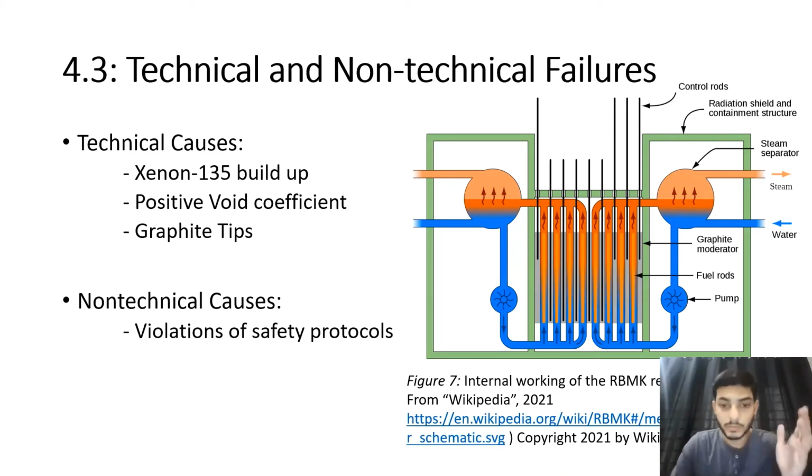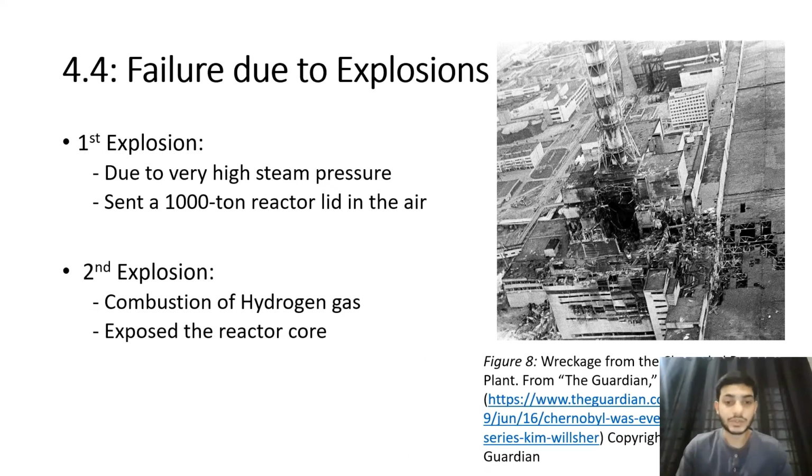And then, boom, the first explosion occurred, sending a 1,000-ton reactor lid in the air due to very high steam pressure. And 2 to 3 seconds later, a second explosion occurred inside the core, which many say occurred due to hydrogen catching fire. These explosions exposed the reactor core and resulted in large amounts of radioactive material to leak out into the air, hence resulting in one of the worst disasters of the 20th century.